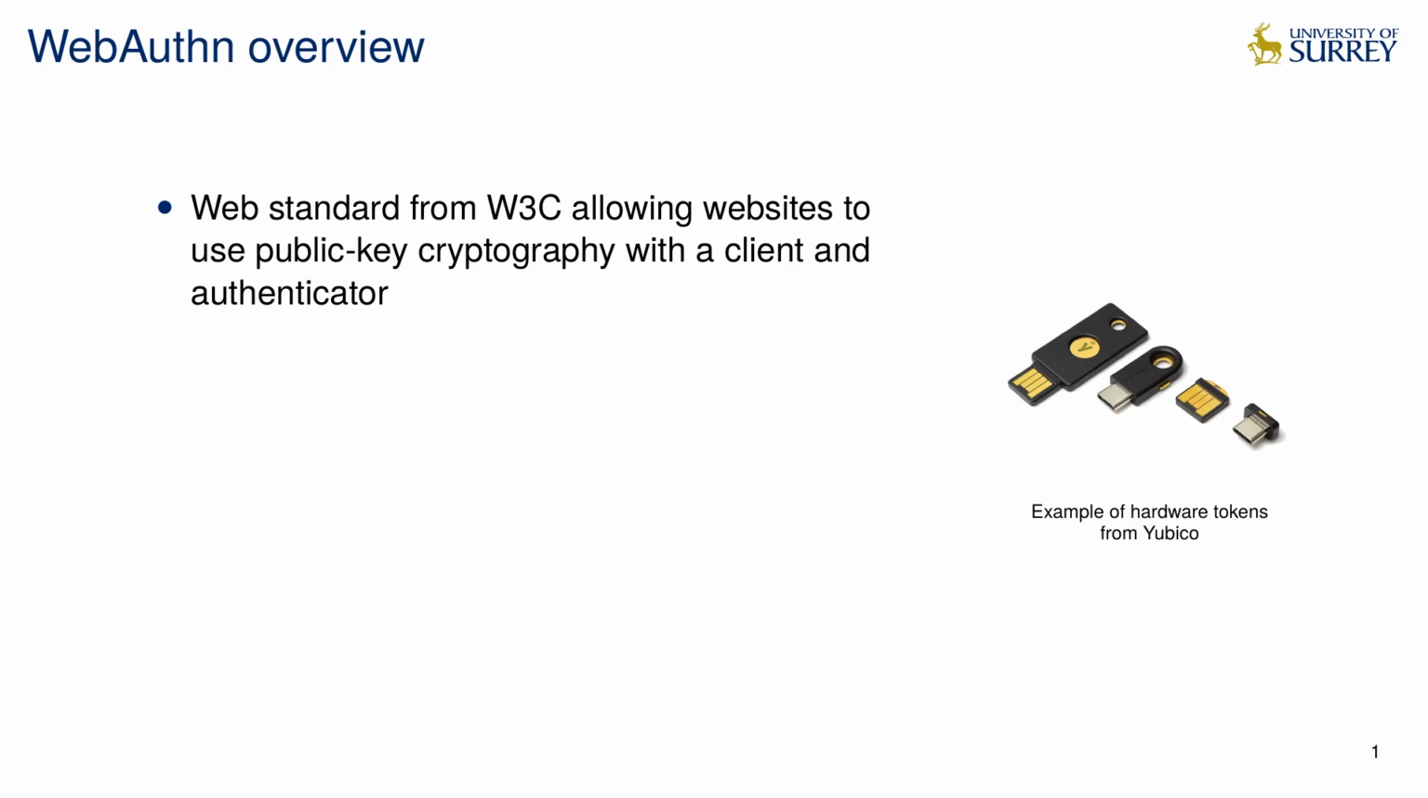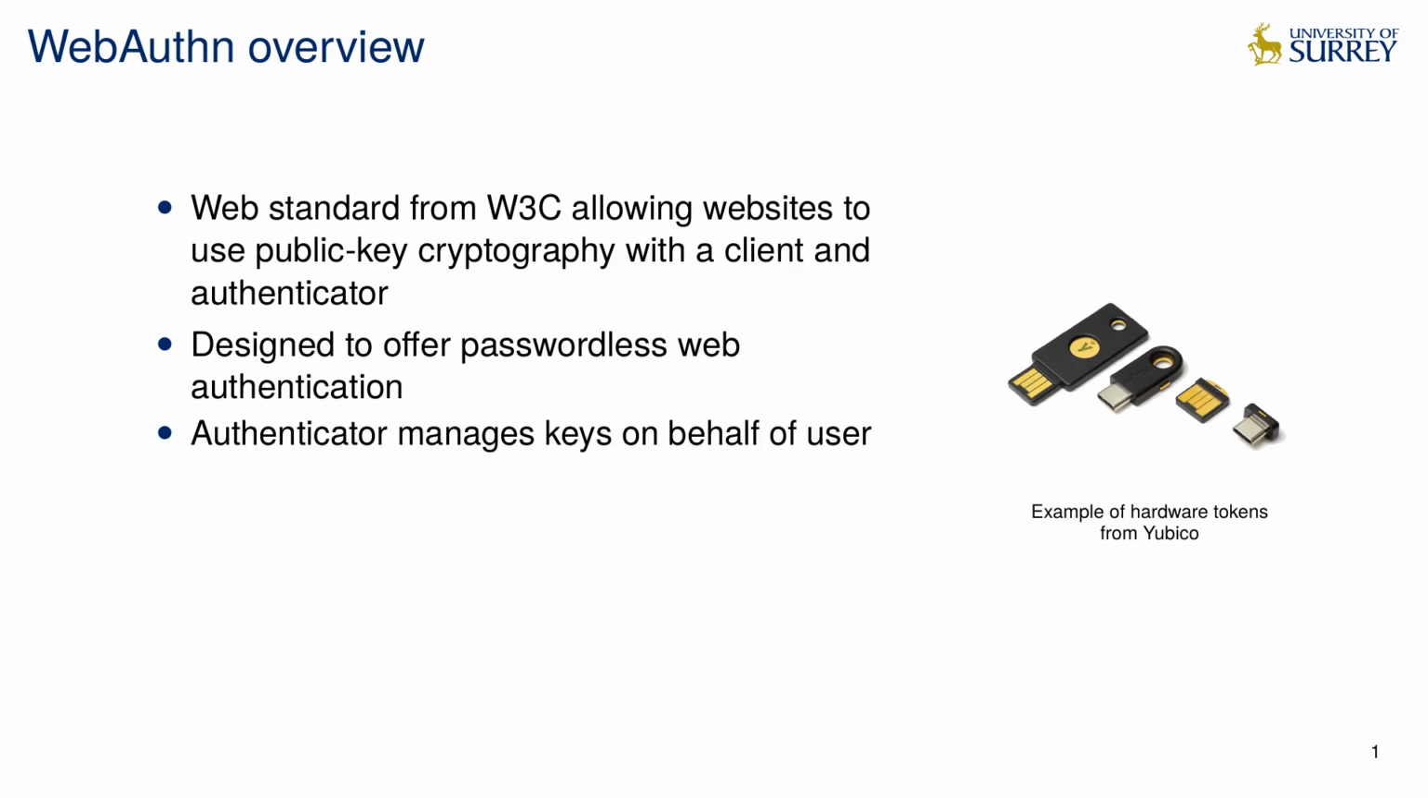WebAuthn is a W3C API which allows users to authenticate to web services called relying parties using public key cryptography and an authenticator, with communications between the two facilitated by a client, such as a web browser. This is designed to reduce the reliance on passwords as an authentication factor, which are inconvenient for users and often reused, leaked, or poorly chosen.